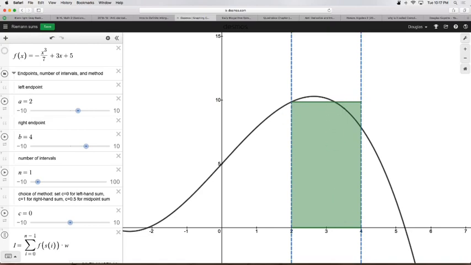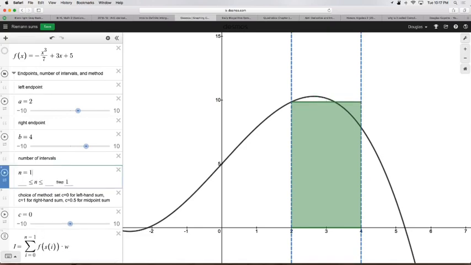What I'm going to do is increase the intervals to 2. There we go. Let's just do it the old-fashioned way. Change that to 2. And now you can see I have a better estimate of the area under this curve, because I took 2 rectangles instead of 1. The first rectangle goes from 2 up to the curve and over to 3, and then we go from 3 up to the curve and over to 4. That produces 2 rectangles and a slightly better estimate of the area under the curve.